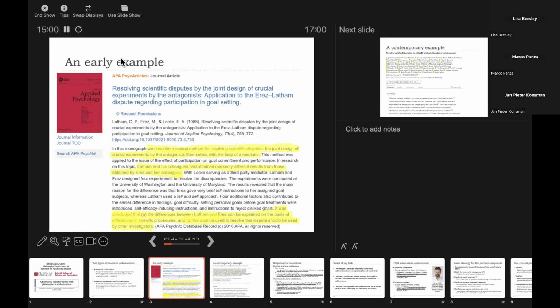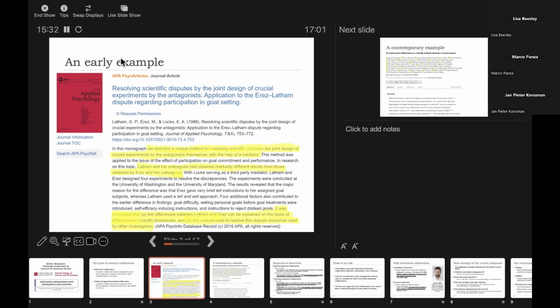As I highlight at the end, it was concluded that the differences between Latham and Erez can be explained on the basis of differences in specific procedures. Okay, well, this was worthwhile, it seemed to work. And then they say, and the method used to resolve this dispute should be used by other investigators. So they were putting forward a structure for a certain sort of collaboration, which they think is productive. And they want to say, hey, here's a kind of template. We think others should use this template because we think this is going to accelerate scientific progress.